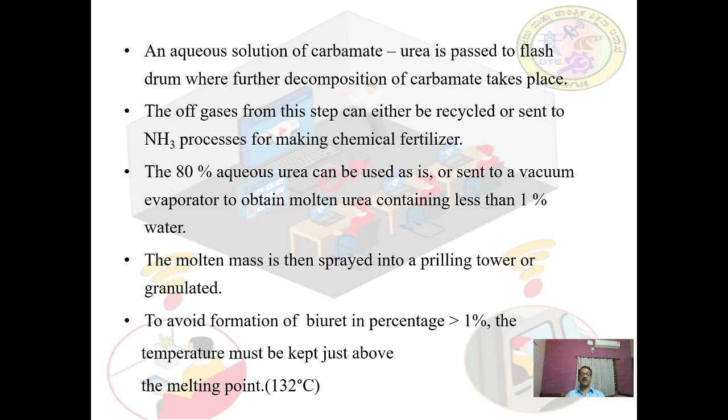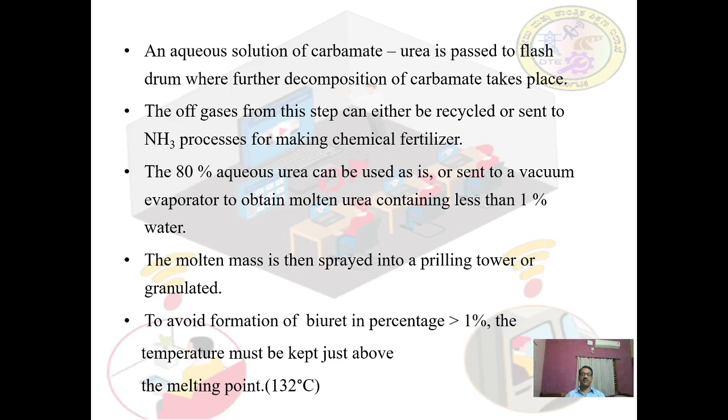The 80% aqueous urea can be used as it is, or it can be sent to a vacuum evaporator to obtain molten urea containing less than 1% water, that is 99% urea content. The molten mass is then sprayed into a prilling tower, or it can be granulated to convert the liquid into granules or prills of desired size.